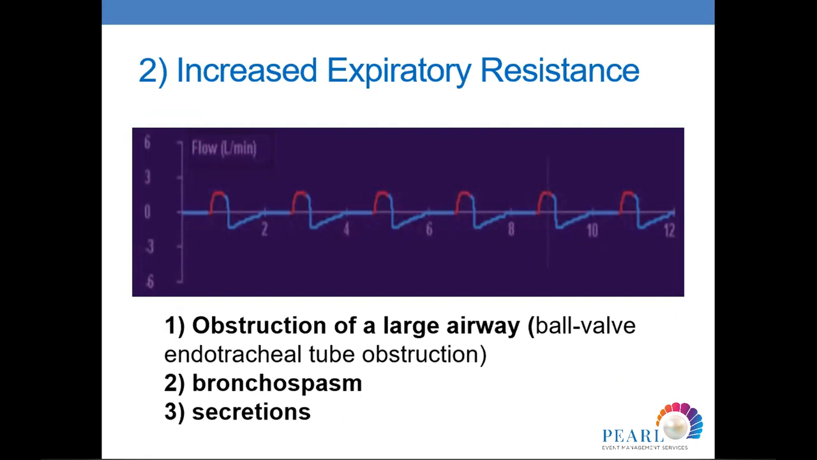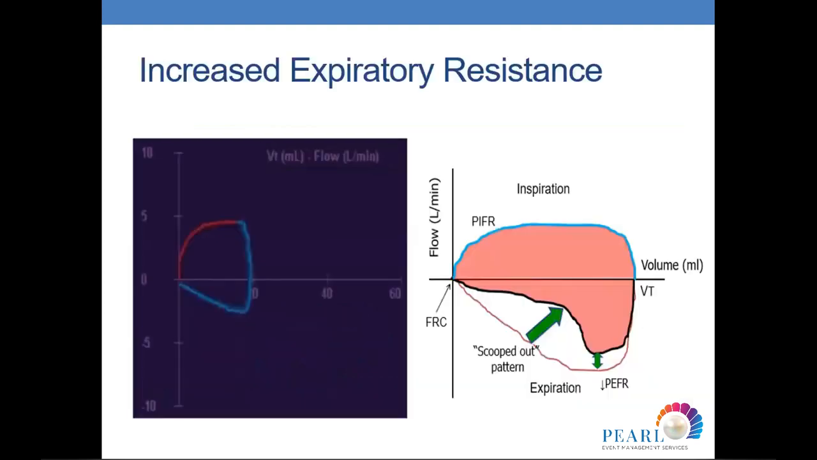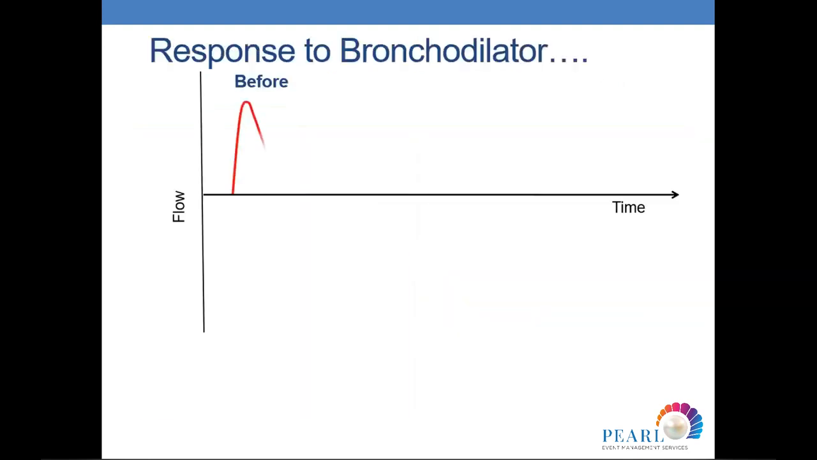Now, if there is an increase in the expiratory resistance, and this is usually due to some obstruction, bronchospasm, or secretions, this is how it looks. There is a sort of increase in the resistance in the loop. Again, how it looks in the flow volume loop.